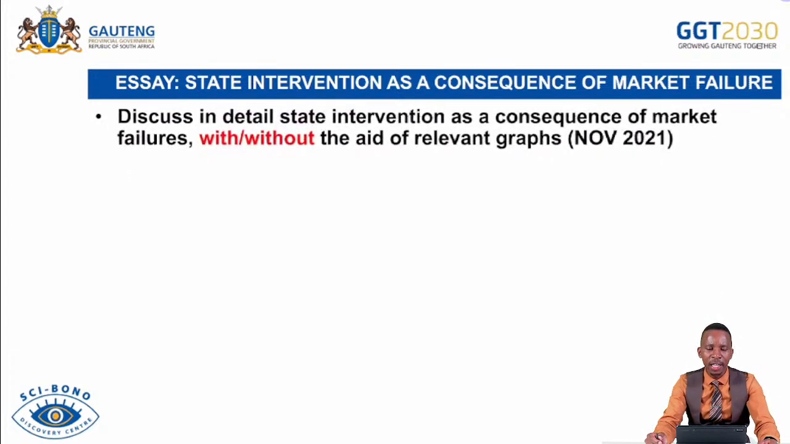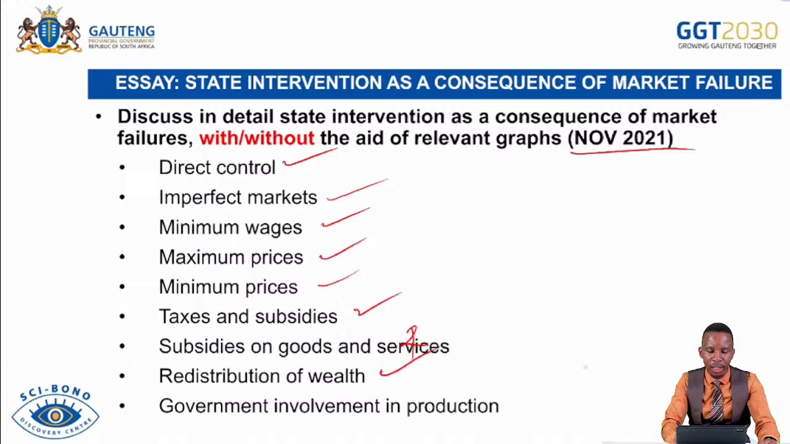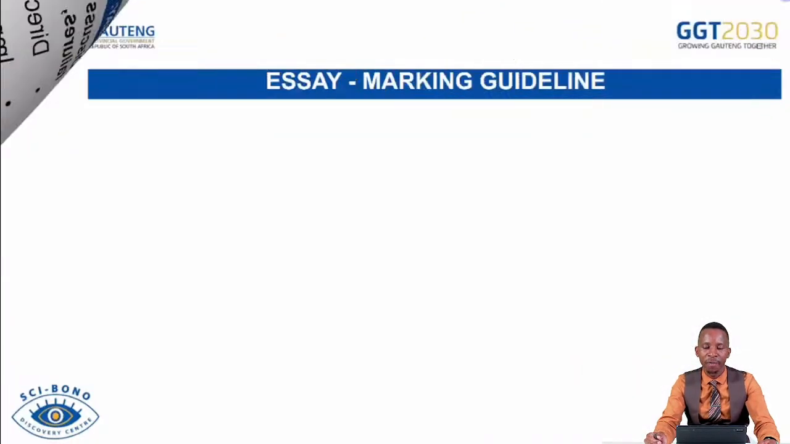So this is the essay discussing in detail state intervention as a consequence of market failure. This was taken from November 2021, with or without the aid of graphs. So we are providing here these subheadings: direct control, imperfect markets, minimum wage law, maximum prices, minimum prices, taxes and subsidies, and then redistribution, and then involvement in production. This is how the state can intervene.